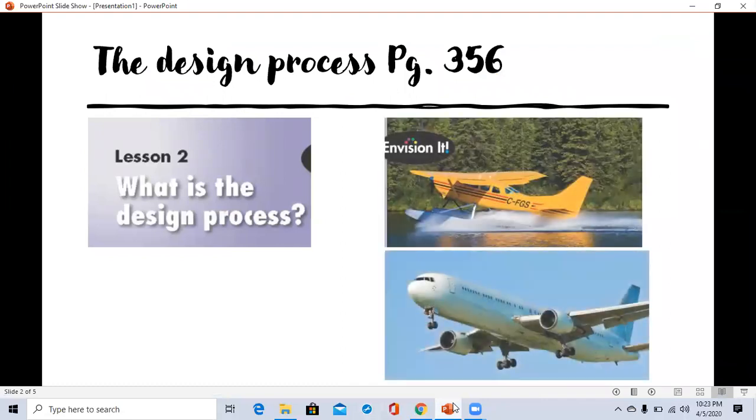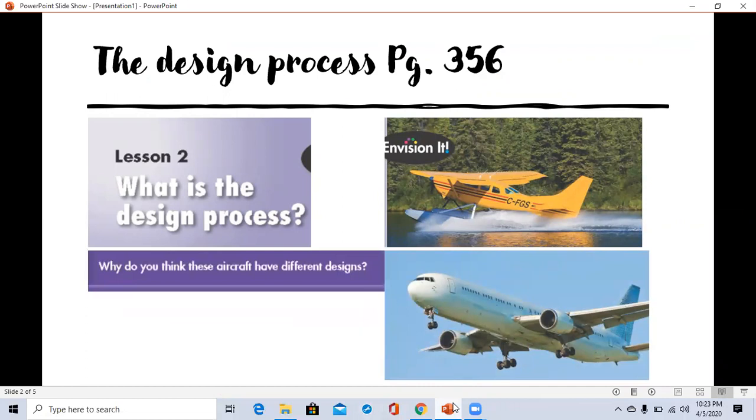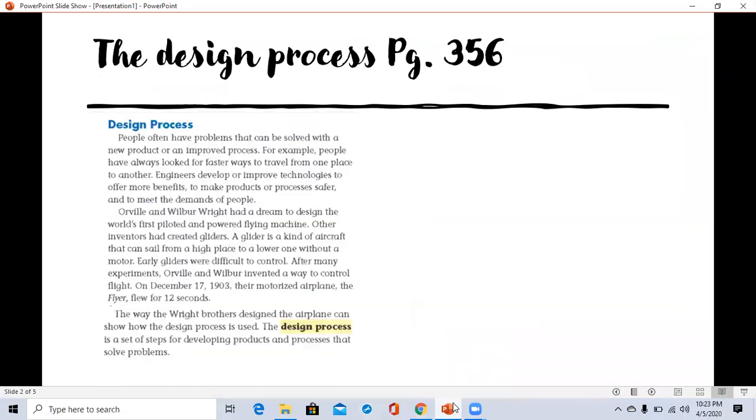Let's take a look at these two different aircrafts. Why do you think these aircraft have different designs? Although they've got different sizes, this is all because of the different uses of the airplane, but they still have the same function, and that is to fly.